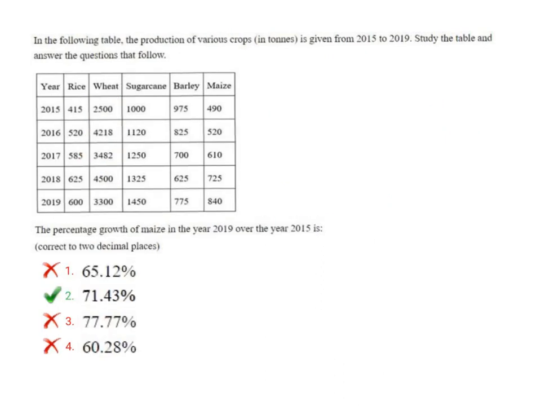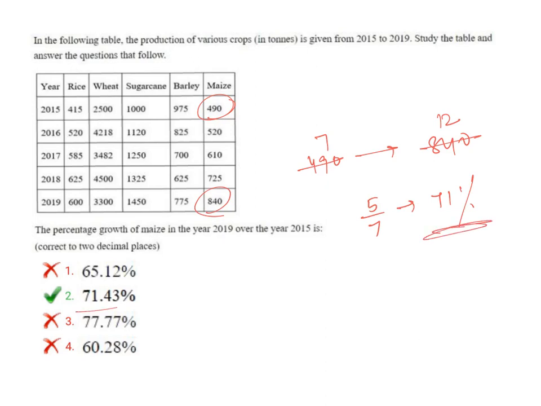The percent growth of maize in the year 2019 over 2015 is, correct to 1 decimal place. So maize, if you look at, in 2015 it is 490. Now it became 840 in 2019. So cancel it by 7, 7700 anyway cancels. 7 7s are 49, 7 12s are 84. So that is 5 by 7. 5 by 7 is 71% nearly. So the answer is 71.43.